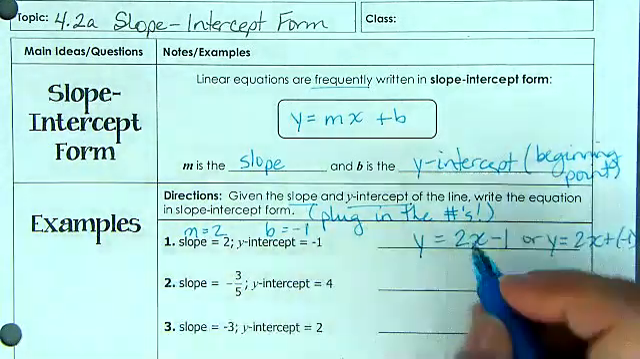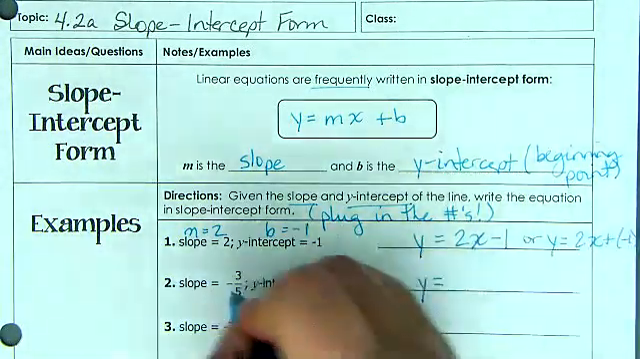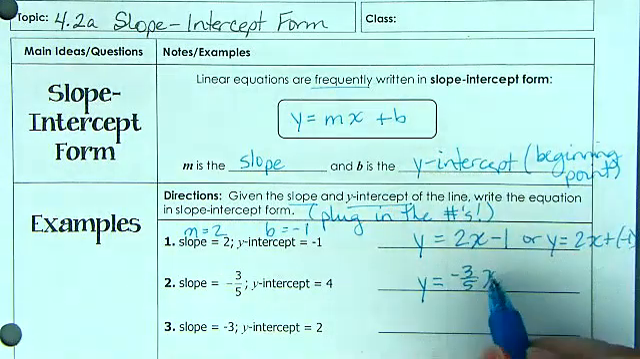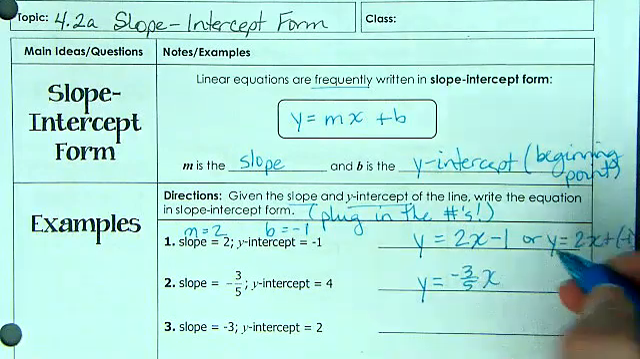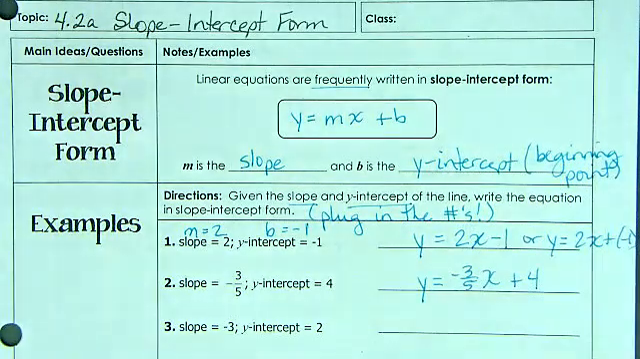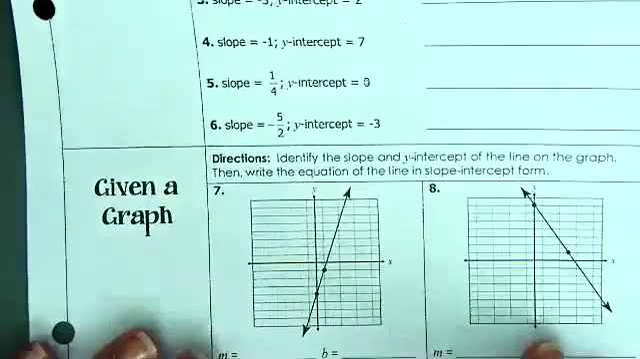Next example, we're plugging them in. So we would have y equals -3/5 x, and make sure that that x is separate and not underneath the fraction bar. Make sure that x does not look like it's underneath the fraction bar, because that is different. Plus 4.